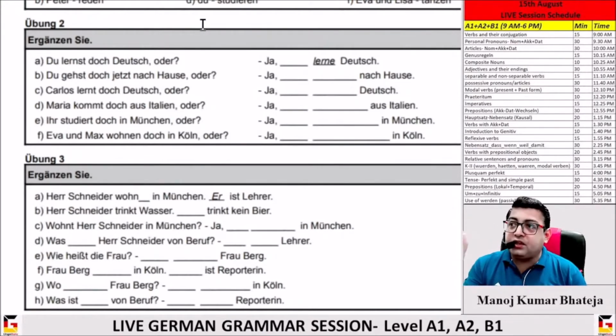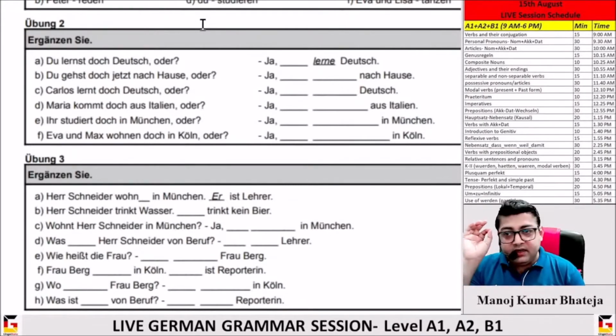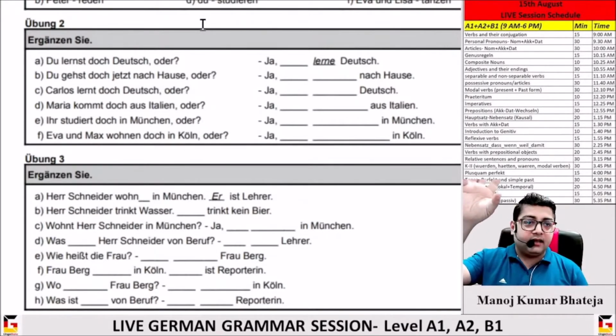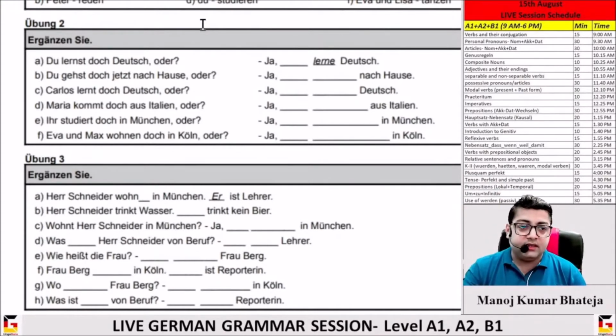Carlos lernt doch Deutsch, oder? Now, Carlos is third person. Whenever we take any name, जब भी हम कोई नाम लेते हैं, Sanjay gaya, Preeti gayi, right? These become the third person. So, Carlos lernt doch Deutsch. Third person singular, he. Ja, er lernt Deutsch. Maria kommt doch aus Italien, oder? Ja, sie kommt aus Italien.